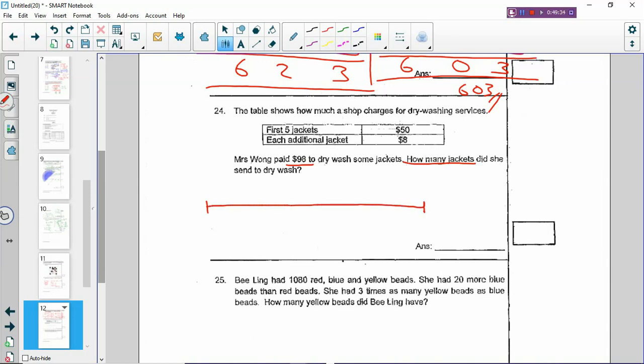Okay, now she spent altogether $98. So maybe I can do something like that. So this is the total money she spent. Cut away the first 5 jackets, and how much is that? That'll be $50, and put down 5 jackets.